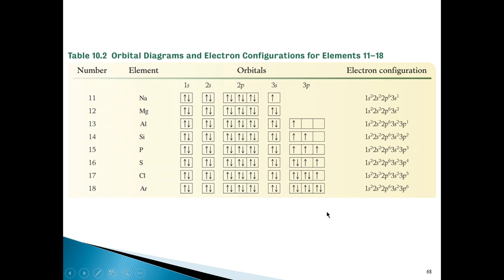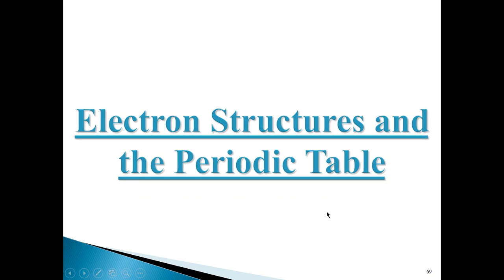All right. And that's basically it for this video. So what we're going to do for the next video is look at how the electron arrangements tell us something about the position of the element within the periodic table.